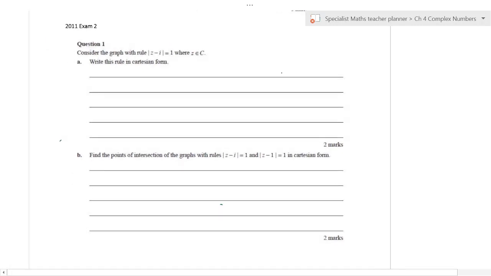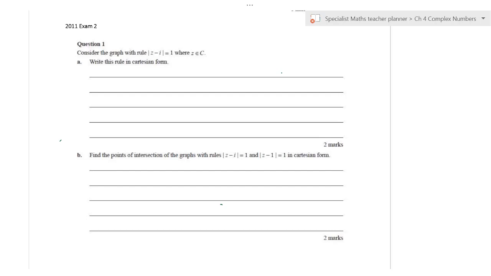So just quickly, we have this, and it says write in Cartesian form. This is a really common thing where you have to write in Cartesian form. Sometimes you might have to show that a certain thing. But in this case, if you don't get the Cartesian form, you're going to have some issues, aren't you?